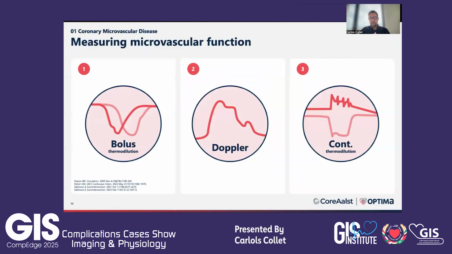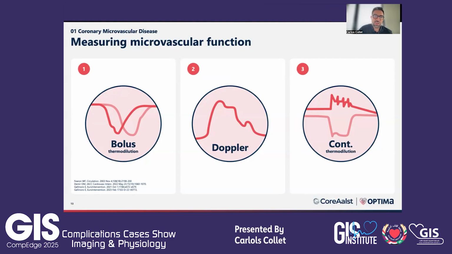Now, there are different ways to measure CFR, and today we have bolus thermodilution, which is available in every cath lab with the use of the cardiovascular machine. There is the Doppler, which is coming back. That's distributed by Philips. And there is continuous thermodilution, which is a combination of the cardiovascular console together with what we call the RayFlow catheter, which is an infusion catheter.